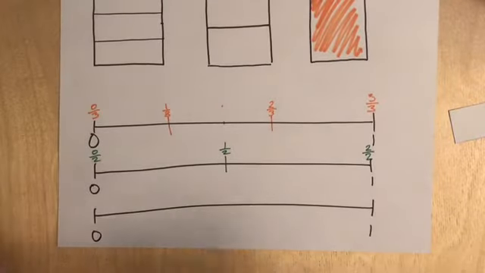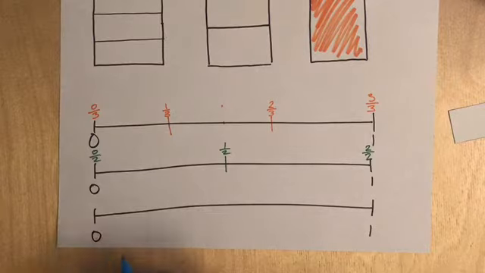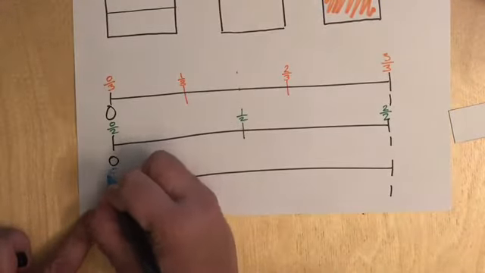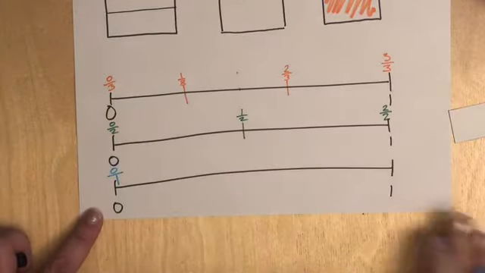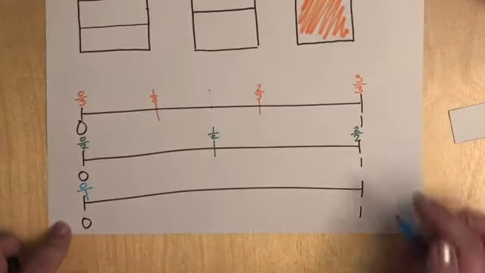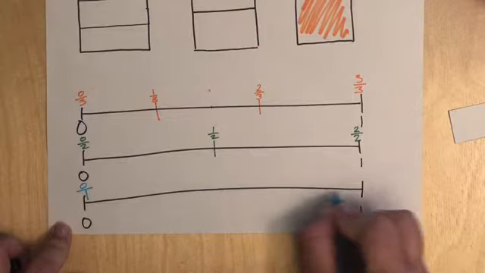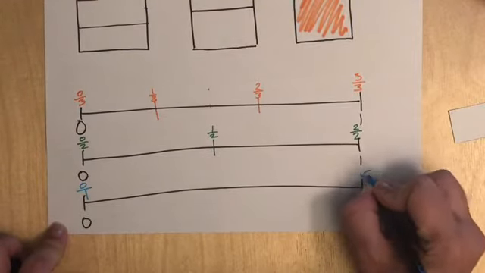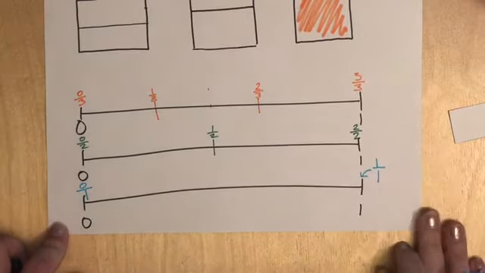And then here for our 1 whole, we don't have to label much. We have 0 wholes, so 0 over 1. And here, when we get to the end of this distance, we have 1 whole, or 1 over 1.